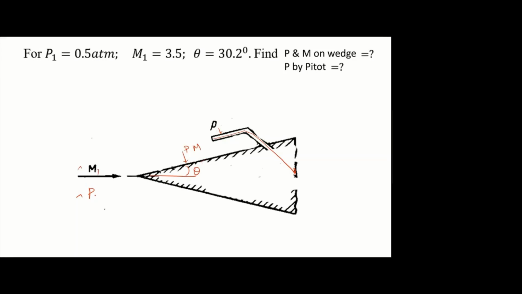So this is M1, P1. How do we know this pressure and Mach number? I have taken the free stream M1, P1. Here, what will happen if you place this wedge in the supersonic flow? There will be an oblique shock wave. So the pressure and Mach number behind this will be P2, M2. How to denote this P? Pressure measured by the pitot.